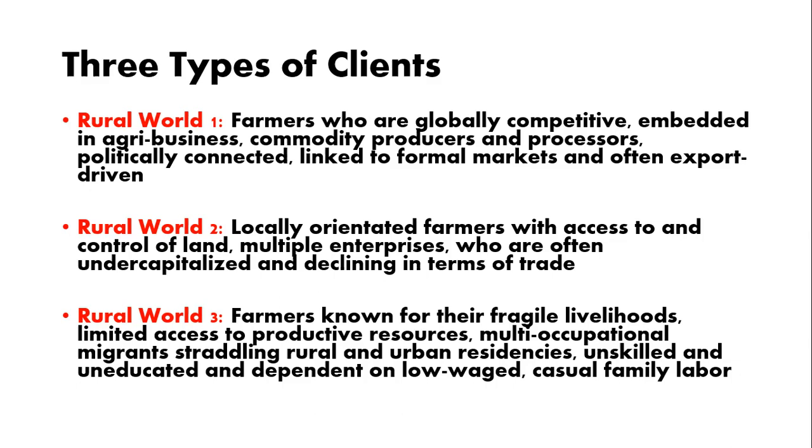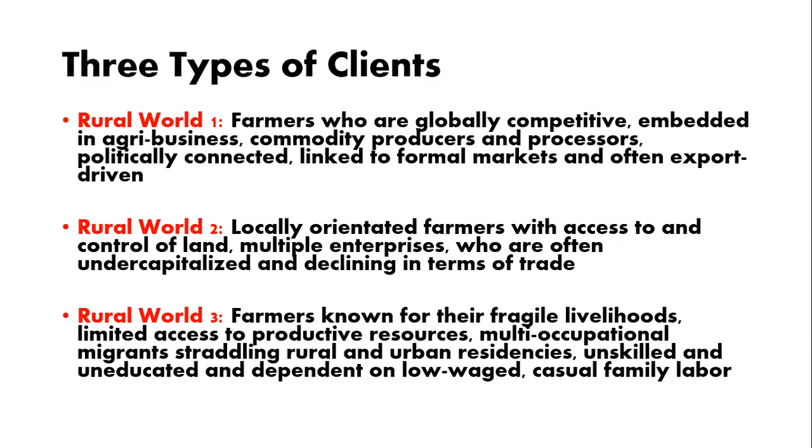And rural world two is local oriented farmers. They have access to enough land and multiple enterprises, but they are undercapitalized, and they don't have enough money to cater to international demand. That is why we call them undercapitalized. Because of that, they are declining in terms of trade, because they focus more on the local business scenario. Rural world one focuses on global markets and global demands, and rural world two focuses on local, right?